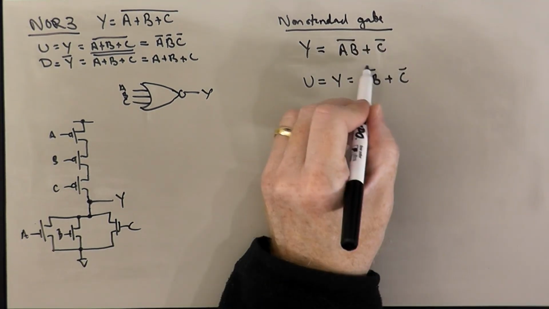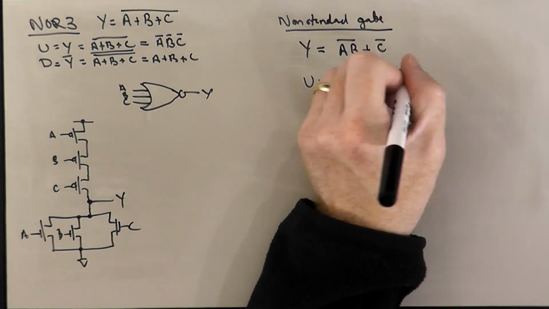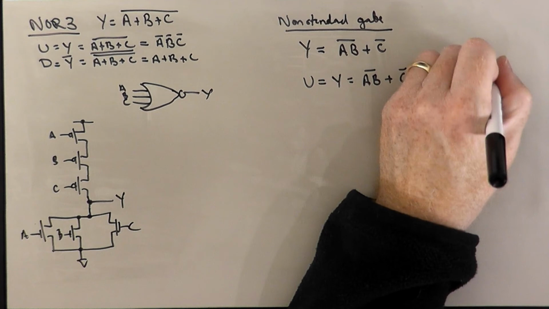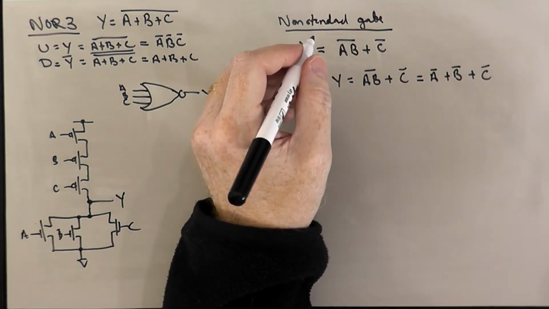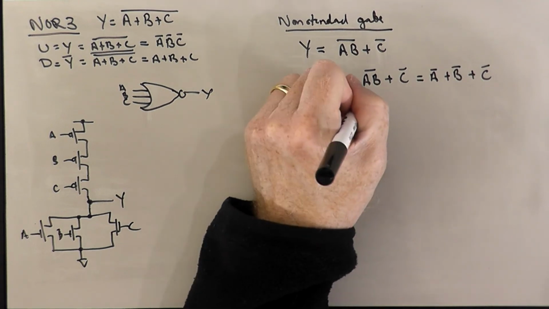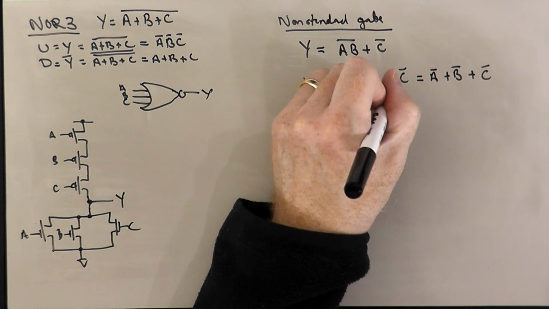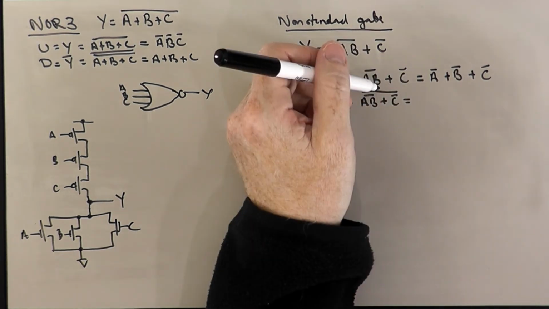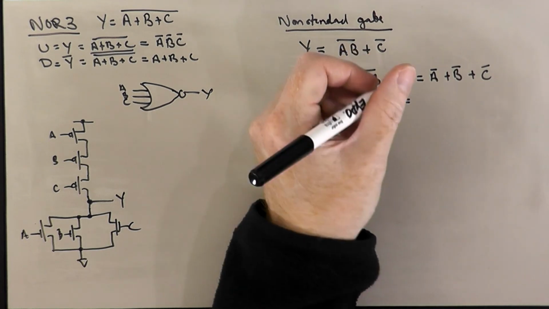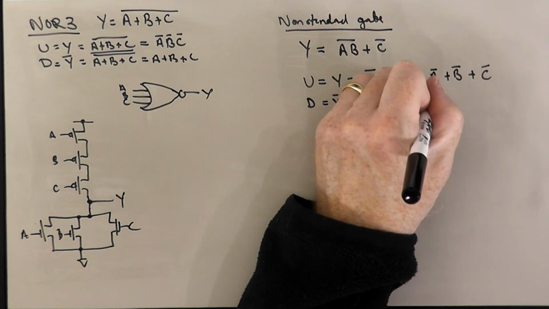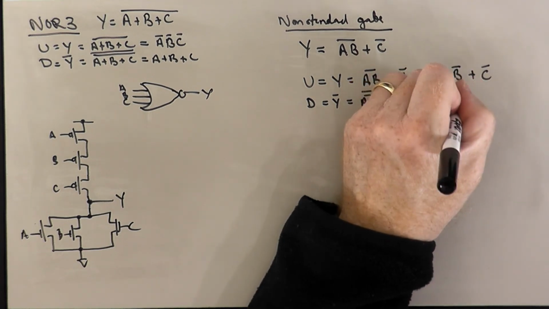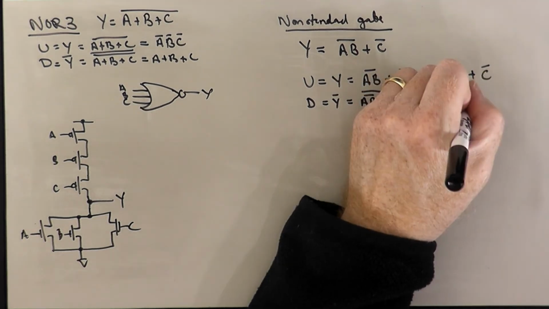We can apply De Morgan's law to this. First disjunct, and that would become A bar or B bar or C bar. And D would be Y bar. And again, we can use De Morgan's law to push the long overbar down one level, and so the OR becomes an AND, and so we get A, B bar bar, and C bar bar, which is just A, B, C.